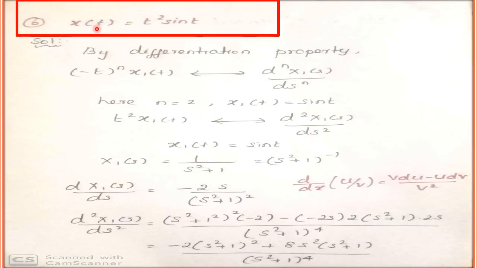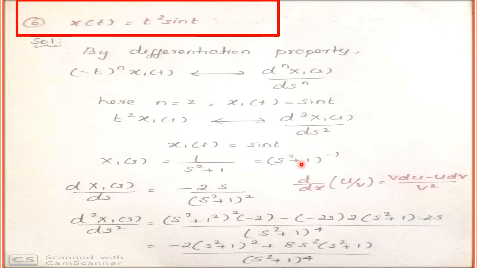The next problem, x of t equal to t square sin t. Here also we are going to use the differentiation property, but here we assume n is equal to 2. So the Laplace transform of t square x1 of t is d square x1 of s divided by ds square. Here x1 of t is equal to sin t. Normally, what is the formula for sin omega t? The Laplace transform of sin omega t is omega divided by s square plus omega square. Here the omega value is equal to 1, so x1 of s is 1 divided by s square plus 1.